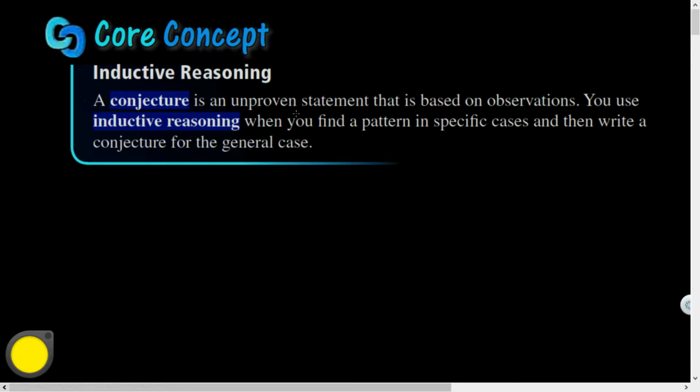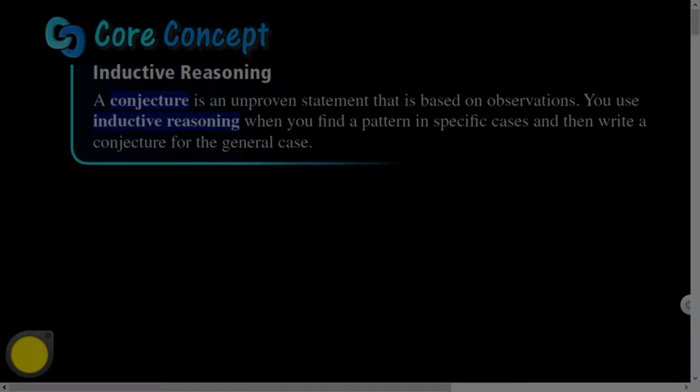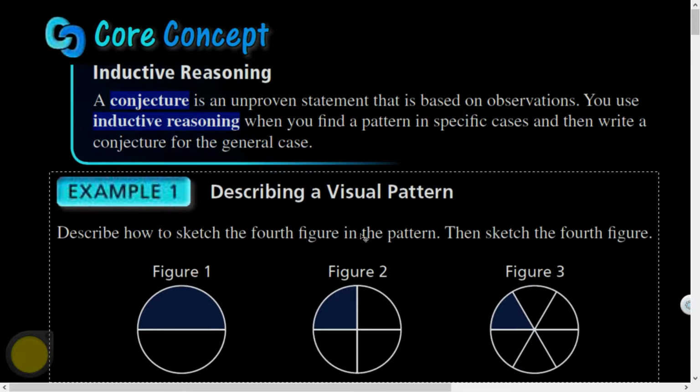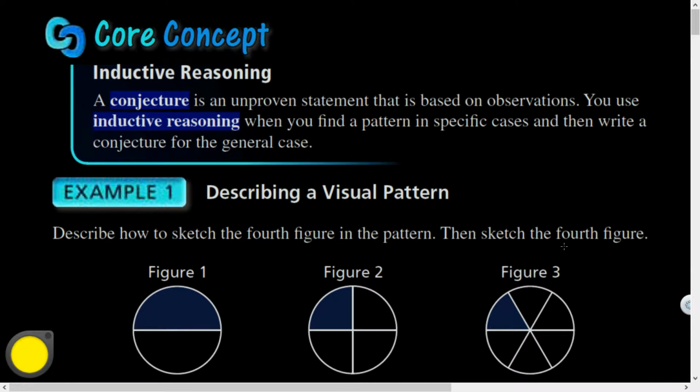Inductive reasoning. First of all, it defines what a conjecture is. A conjecture is an unproven statement based on observations. So in the world of science, what would we call a conjecture? A hypothesis in the world of science is what we would call a conjecture in the world of logic. Whereas in the world of logic, a hypothesis is the initial statement in an if-then conditional statement, right?